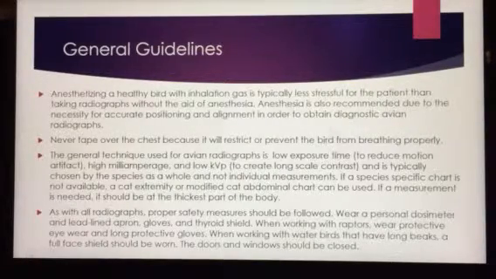The general technique used for avian radiographs is low exposure time to reduce the motion artifact, high milliamperage, and low KVP to create long scale contrast, and is typically chosen by the species as a whole and not individual measurements. If a species-specific chart is not available, a cat extremity or modified cat abdominal chart can be used. If a measurement is needed, it should be at the thickest part of the body.